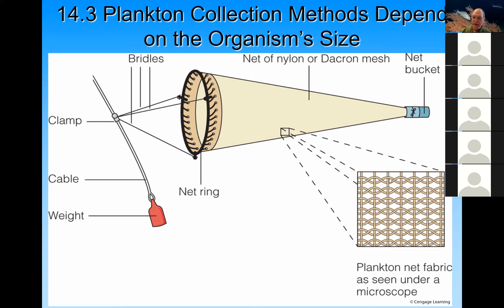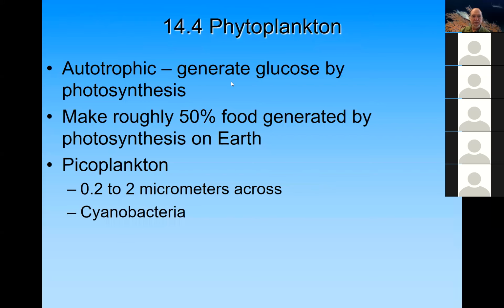So for collecting phytoplankton, you would have to have a net size that's quite small. Most of the phytoplankton are microscopic in size. Phytoplankton are autotrophic. They generate glucose by photosynthesis, and roughly half of the food generated by photosynthesis on Earth is produced by phytoplankton. Picoplankton are plankton that tend to be between 0.2 and 2 micrometers across, whereas more common phytoplankton are on the order of 5 microns up to about 50 microns. Cyanobacteria are also in the picoplankton range. They tend to be microscopic in size.